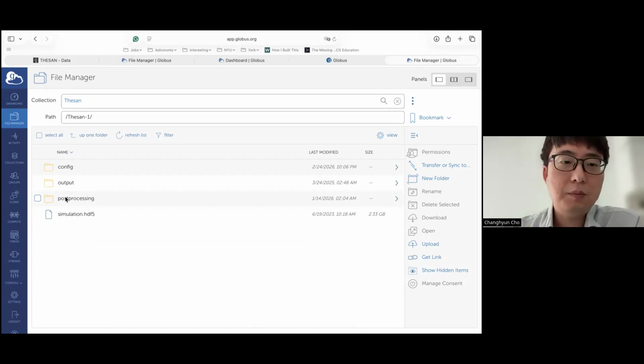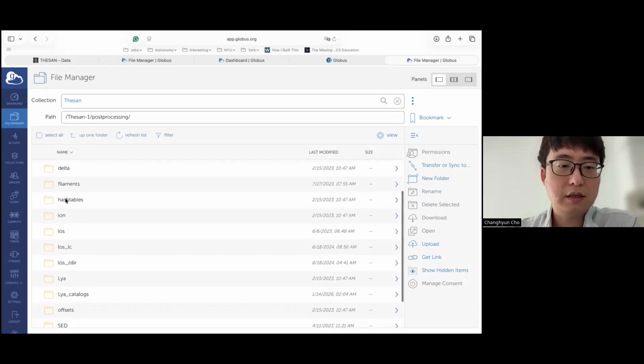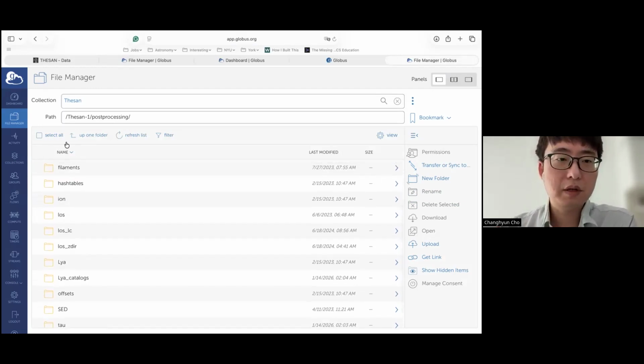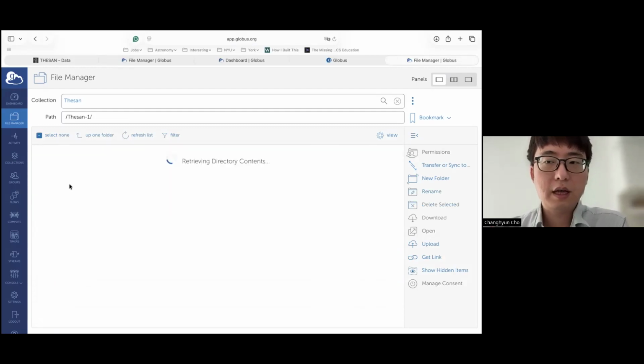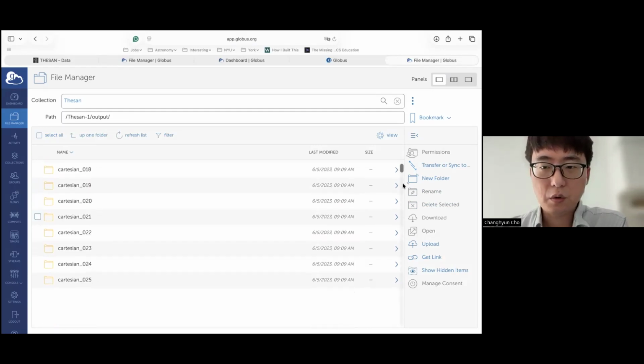You see output and post-processing. If you want to make a movie or some kind of thing, then sorry, this post-processing data will be useful. But if you want to use the survey data or galaxy properties, then I recommend you go there.